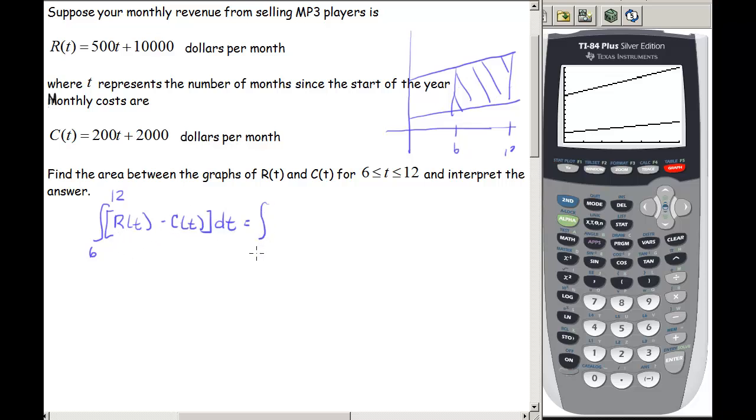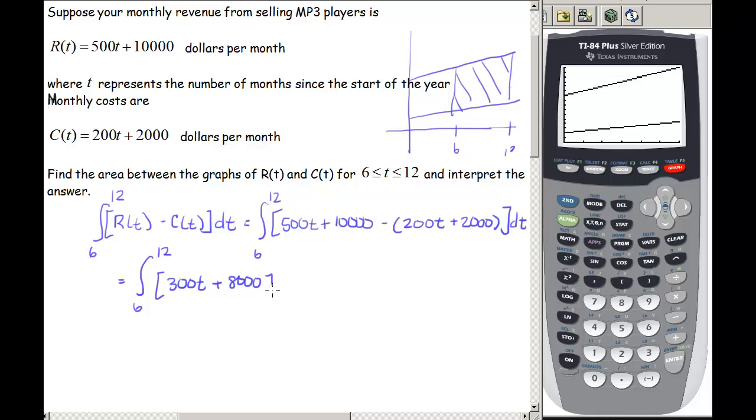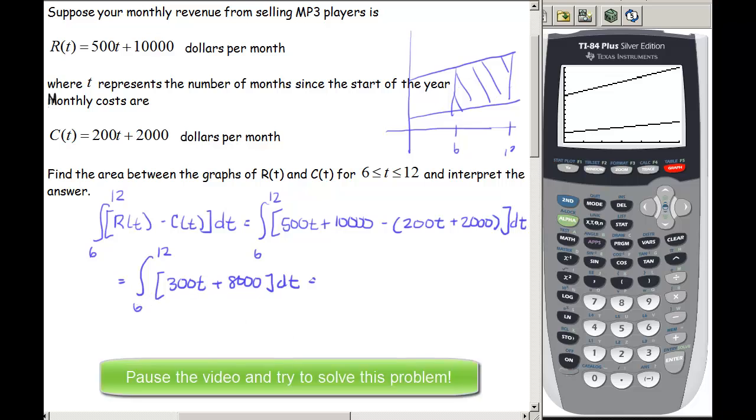And so when you plug our two actual functions in, we're going to have 500t plus 10,000 minus, be careful to distribute that negative sign, so we're taking the definite integral from 6 to 12 of 300t plus 8,000 dt. So I'm going to let you complete the actual definite integral here on your own and then restart the video.